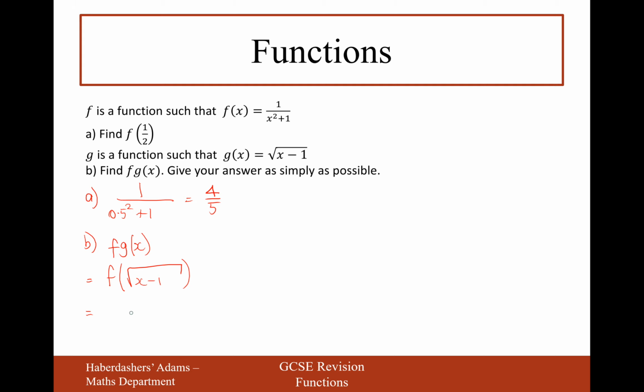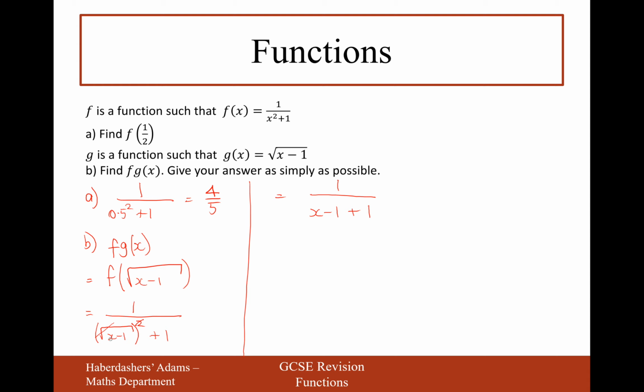So let's go for it. It's going to be 1 over x, so that's root x minus 1. Then it's squared plus 1. Now hopefully what you remember about squaring and square rooting is that they're opposite functions. Effectively the two things will cancel each other out. So it's actually going to be 1 over x minus 1 plus 1. The square and the square root symbol effectively cancel each other out.